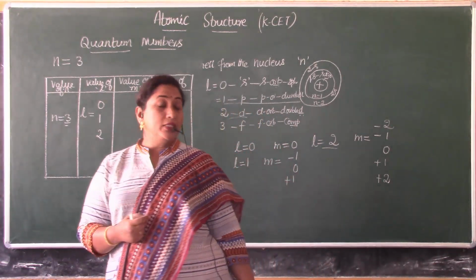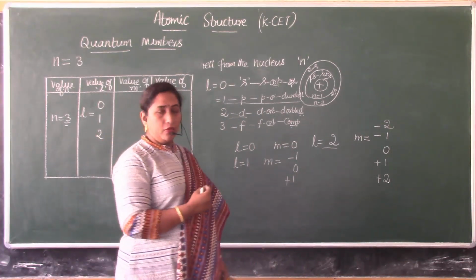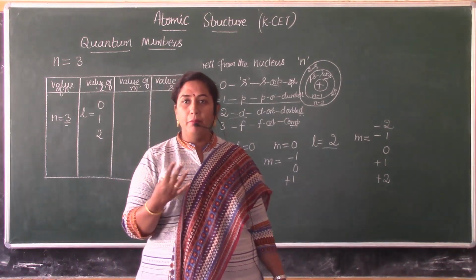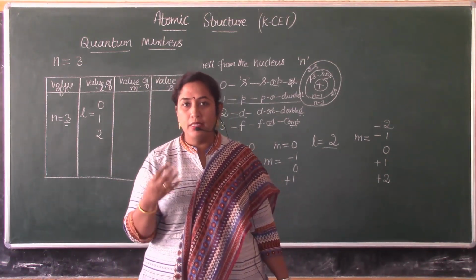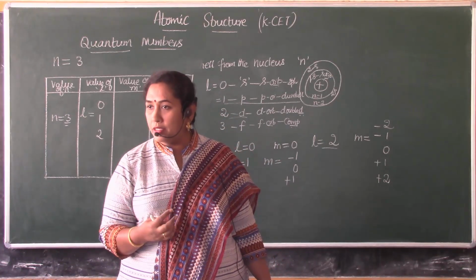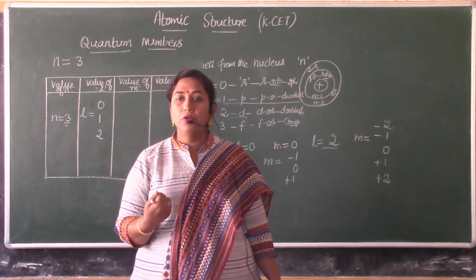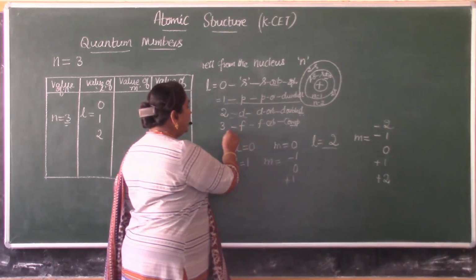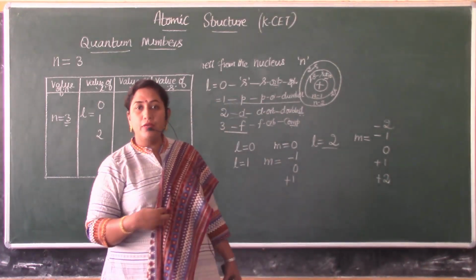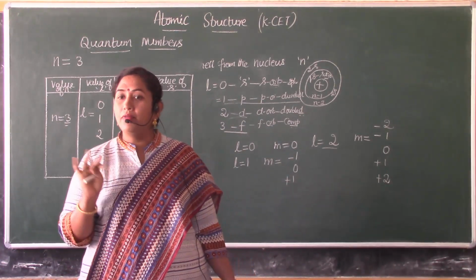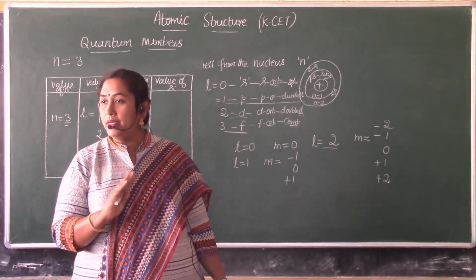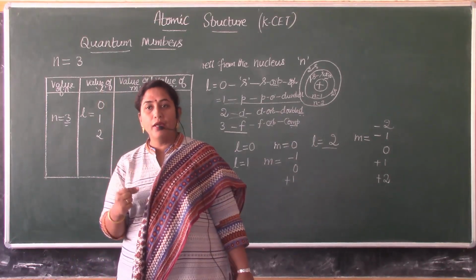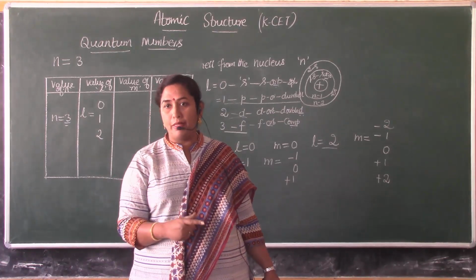So if L is equal to 3, what will be the values of M? Correct. -3, -2, -1, 0, +1, +2, +3. How many values did you get? 7 values. So what does L is equal to 3 indicate to us? Orbitals of F. Orbitals of F are 7 in number. So that is how it is matching. Each orientation in the magnetic field means we are talking about an orbital which is represented.